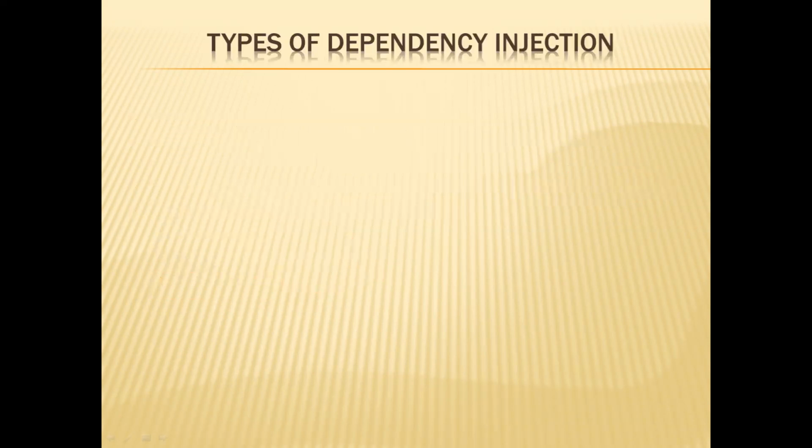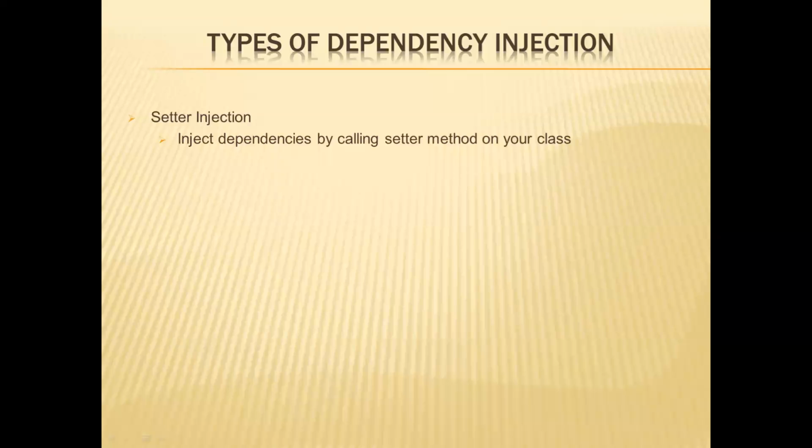Now, types of dependency injection. What is a setter? Everyone knows what setter methods are. Same thing: injecting dependencies by calling a setter method on your class. Suppose employee has an address, you need to create one setter method. That is nothing but setter injection.